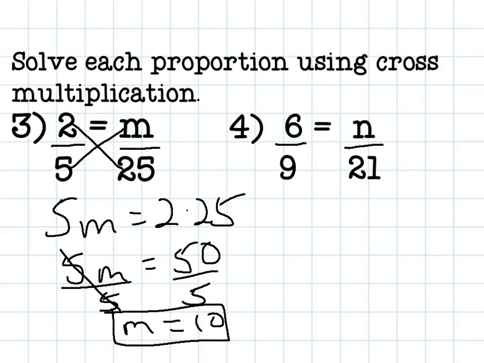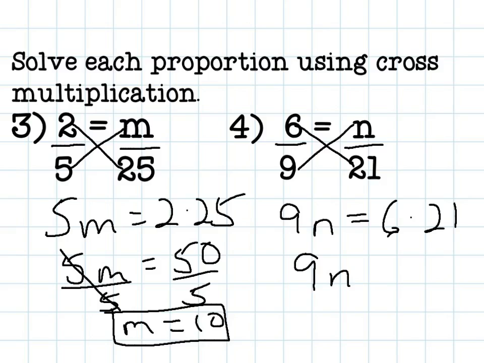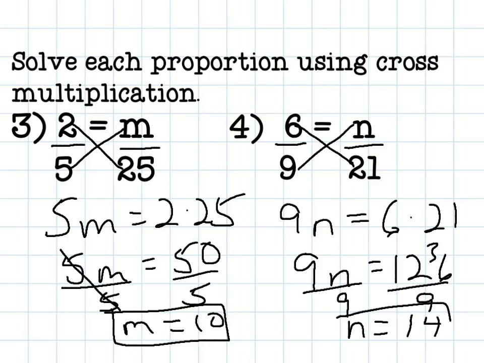Now, please pause the video and take a moment to try to answer the next question. Okay, using our cross products, we multiply this way, we end up with 9n equals, go the other way, 6 times 21. So 9n equals 126. Divide both sides by 9. And n equals, 9 goes into 12 one time, with 3 left over. 9 goes into 36 4 times. So n equals 14.